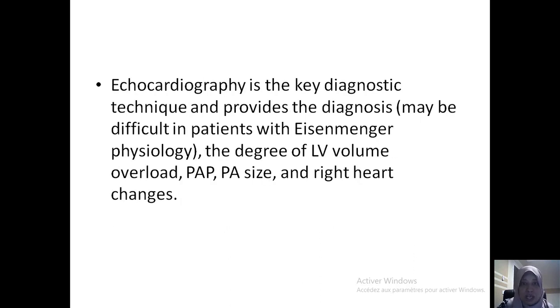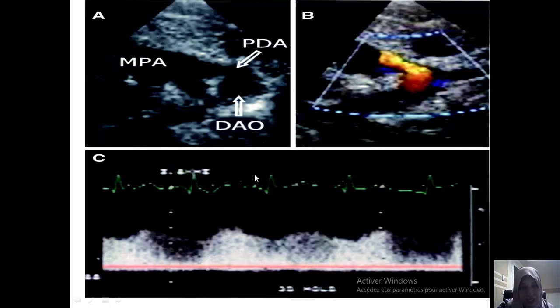Echocardiography is also the key diagnostic technique, although the diagnosis may be quite difficult in patients with Eisenmenger physiology. It provides also the degree of left ventricle volume overload, pulmonary arterial pressure, pulmonary artery size, and right heart changes. Here is an example of PDA in the three-finger view, confirmed with color Doppler with a left to right shunt and with a continuous wave Doppler.